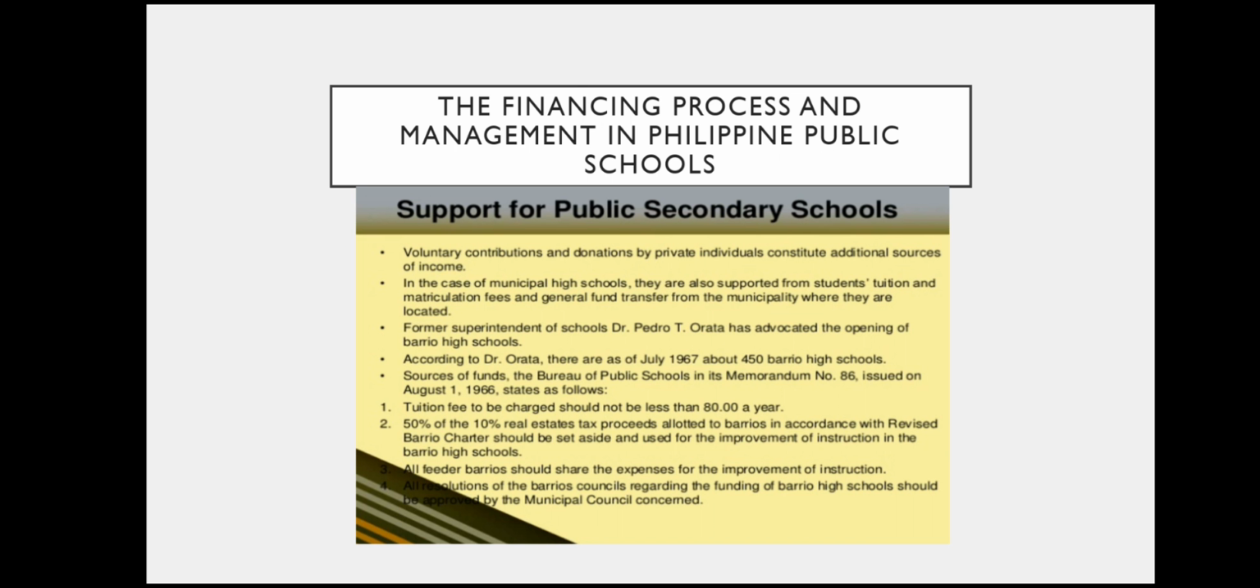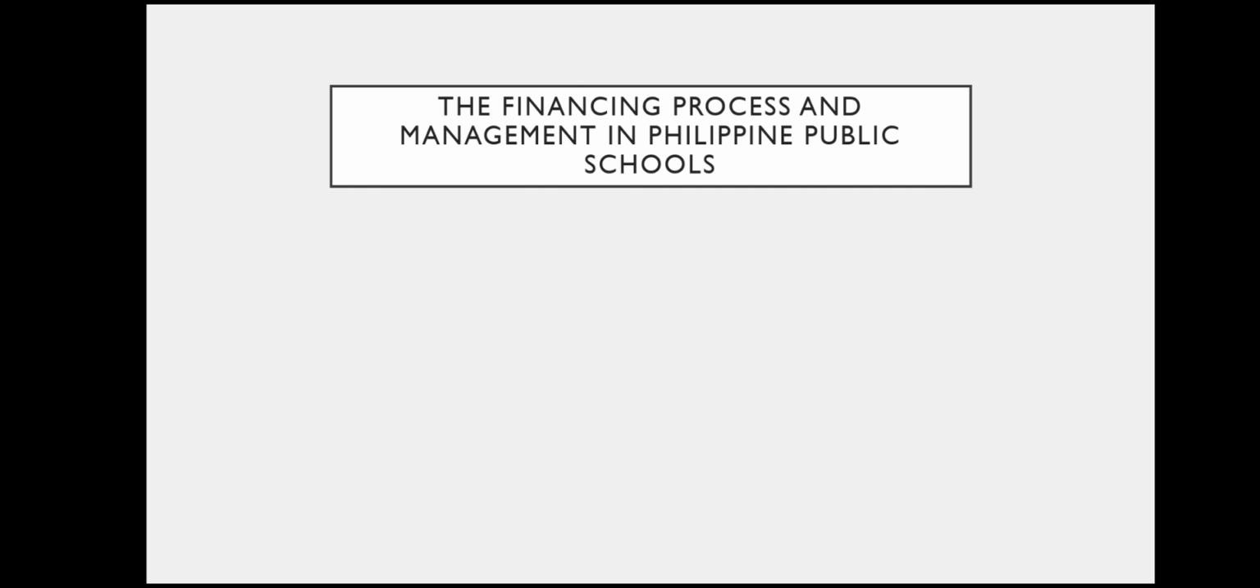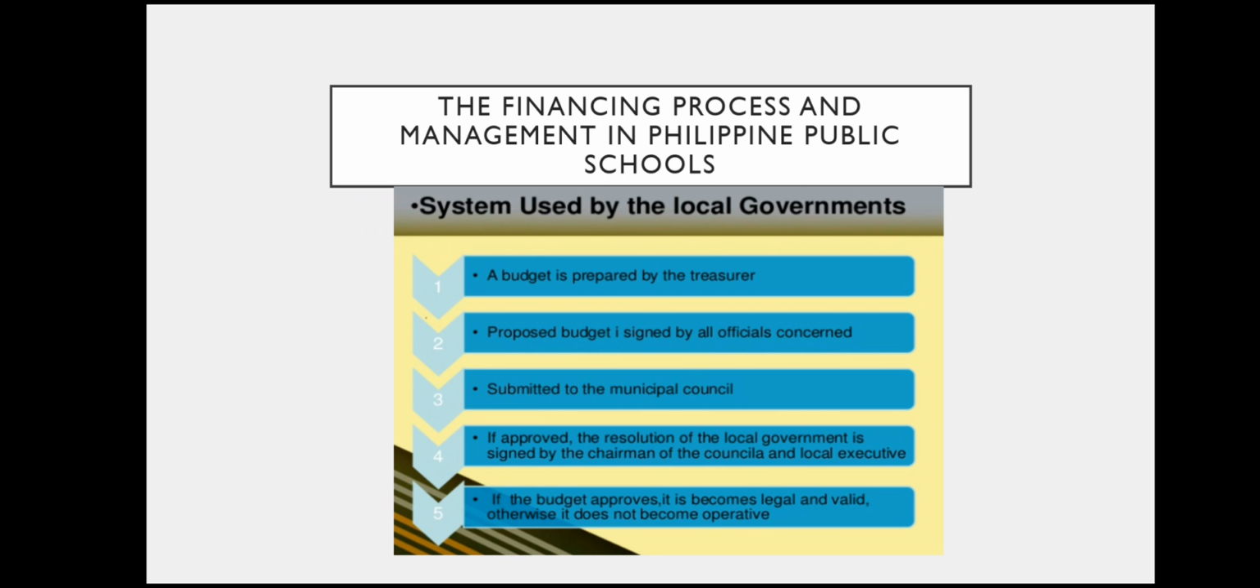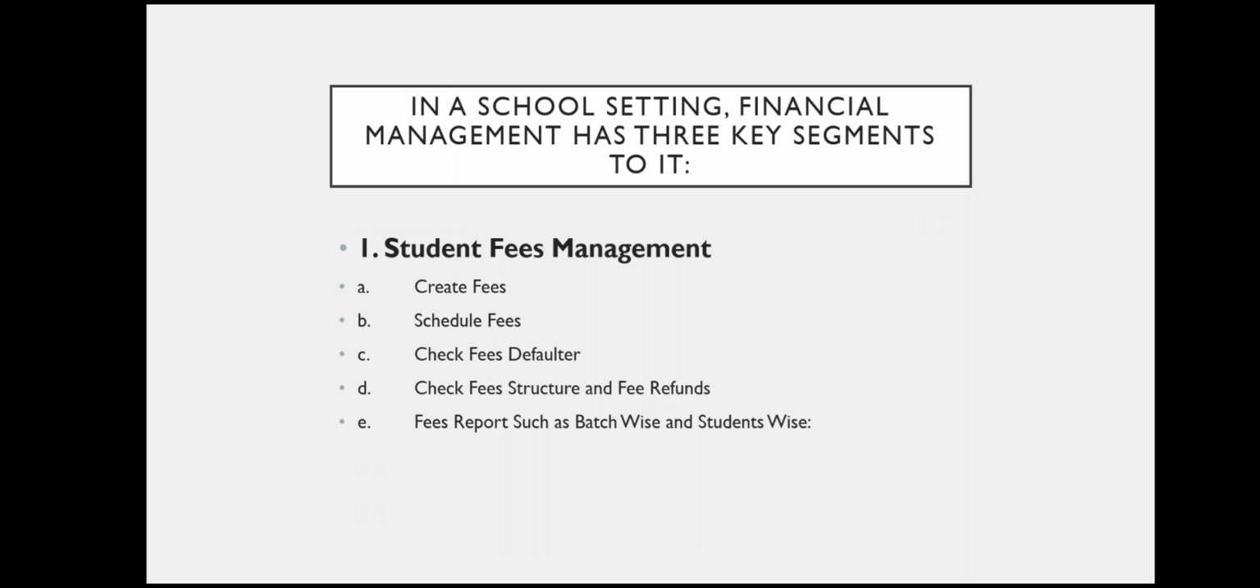And the support for public secondary, yeah, that's it. We also have the system used by the local government. So first the budget is prepared by the Treasurer's Office. The proposed budget is signed by the official concerned and submitted to the municipal council. Once approved, a resolution of the local government is signed, and the budget becomes legally valid. Otherwise, it does not become operative. So this is how they have the budget coming from the local governments.